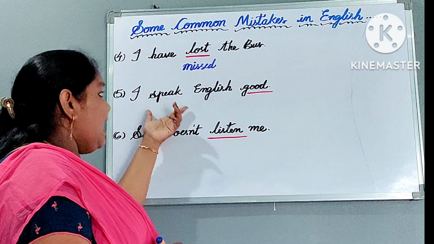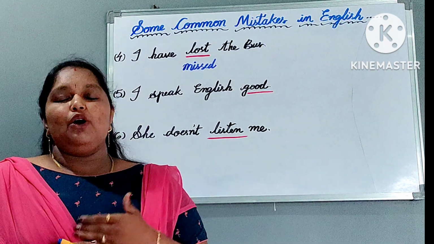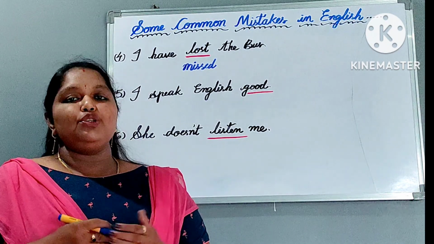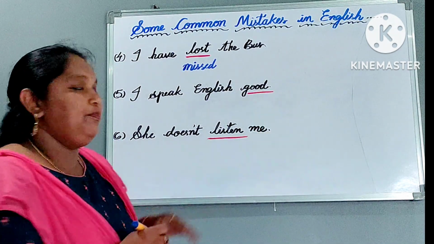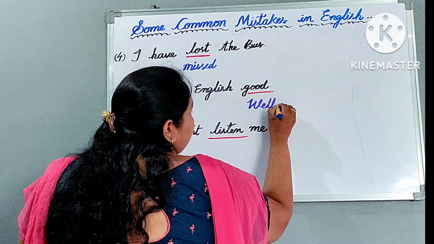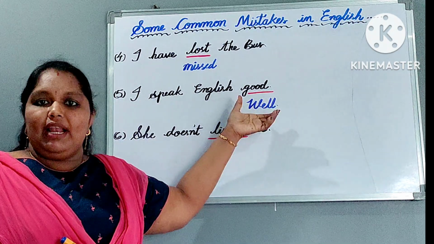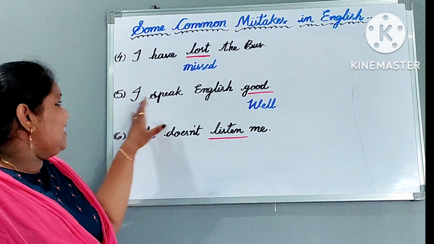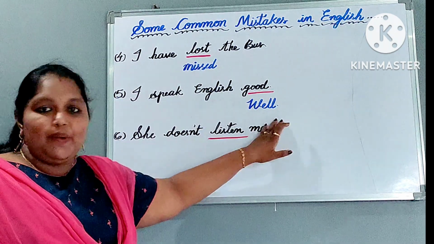Coming to the next sentence, I speak English good. When you are expressing your capability or ability, like you know the language, like you know English well, then you should not use I speak English good. In place of good, you have to use well. So, the correct sentence is here, I speak English well. Whoever it is, Sai, Kiran, whoever it is, you can say that Sai speaks English well. Kiran speaks English well. I speak English well.